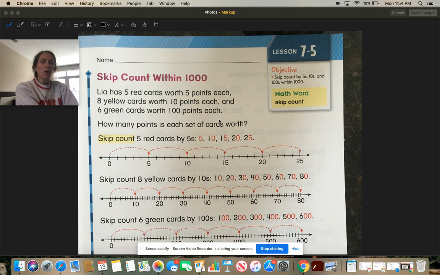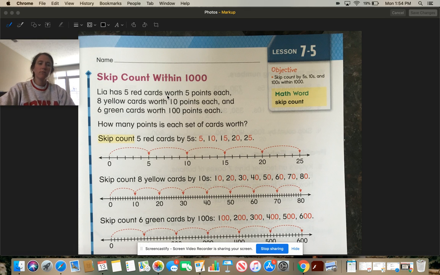So today let's look at our math word first, and our math word is skip counting. Skip counting is where you are on a number line and you're not counting all the numbers. You are skipping by a certain number. So you could skip by fives, you could skip by tens, you could skip by 100, you could even skip by 2, you could skip by 4. So you're just skipping the numbers in between.